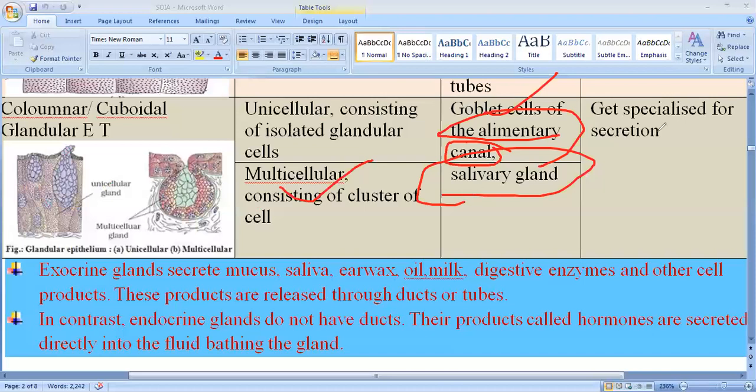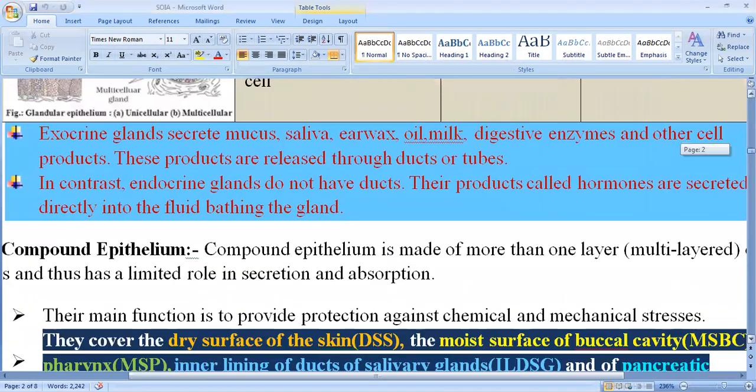Okay. Their function is specialized for secretion. Goblet cells secrete mucus. Salivary glands generally secrete saliva. Okay. So they have also given some special types of glandular cells. Here you can see exocrine as well as endocrine. You know the difference between exocrine glands and endocrine glands.